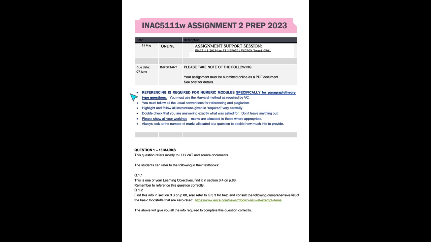So you'll find this, it is one of your learning objectives for Learning Unit 3. So go and have a look at your learning objectives, and in your learning objectives, you will find the answer, and you'll find it also in section 3.4 in your textbooks on page 83. That is the section that they are referring to when they are asking this question. Okay.